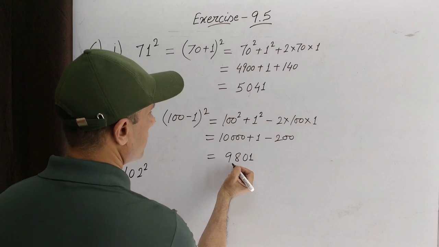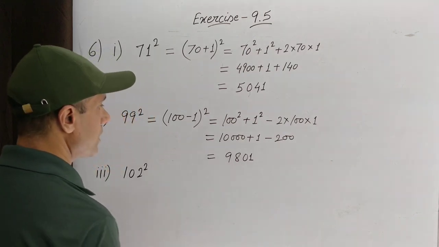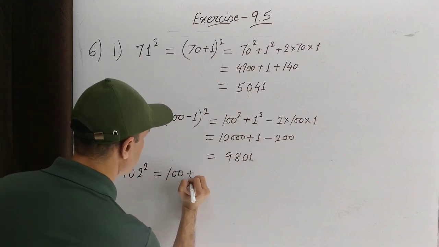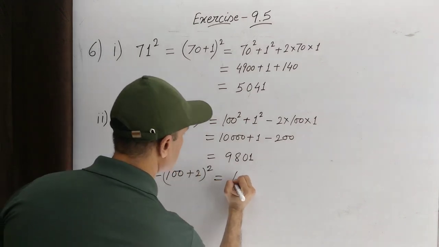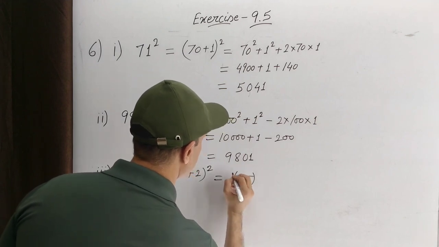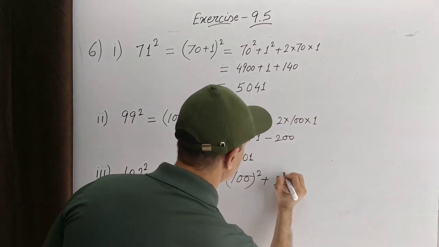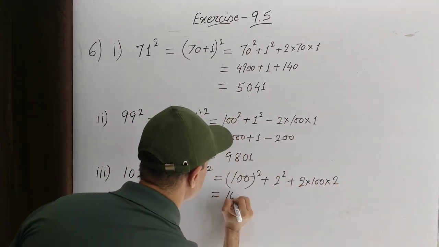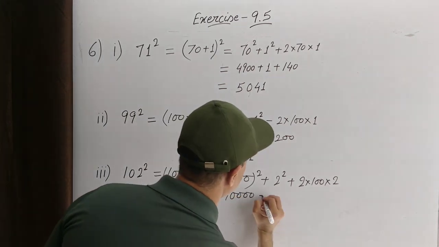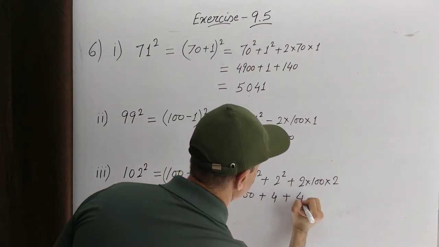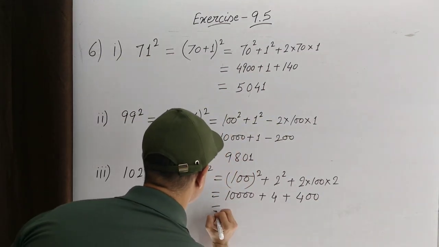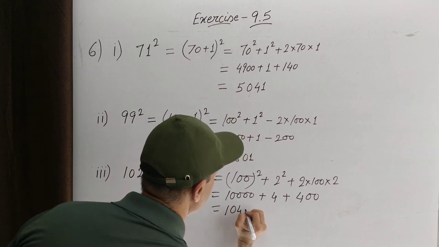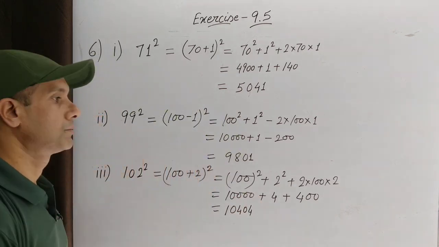So we'll have the result as 9,801. Similarly, we can write this as 100 plus 2 whole square. This is equal to 100 square plus 2 square plus 2 into 100 into 2. This is equal to 10,000 plus 4 plus 400. So we'll have the value as 10,000, 400 and 4. Clear?